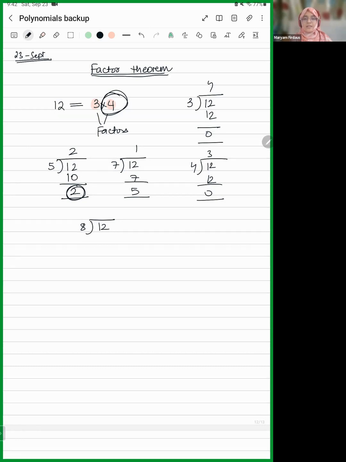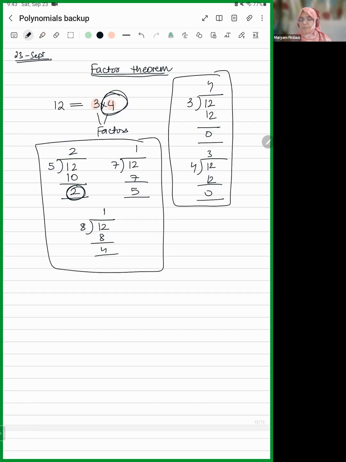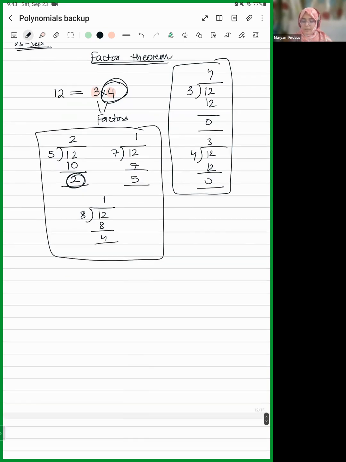Why? Because 8 is not a factor of 12, right? So 8 ones are 8 and then 4, so the remainder is 4. So what did we see from here? What can we conclude about dividing a number by any number? If we divide a number by its factor, the remainder will be 0. And if it's not a factor, then it will be a non-zero number, right?